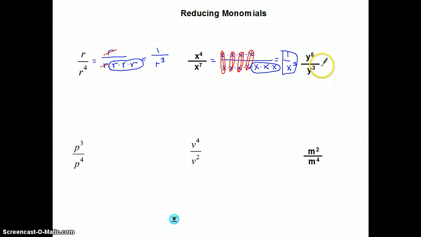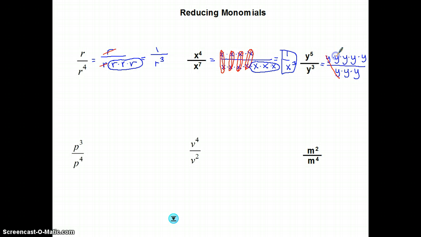To the right, again, I can write my y's as y times y times y times y times y, while my denominator is simply 3 y's. From the numerator to denominator, when I cancel out, there are 3 y's in common, leaving me with simply y times y on the top of my fraction, or y squared. On the bottom, since everything went away, I do not need to write my denominator. So this reduces down to y squared.